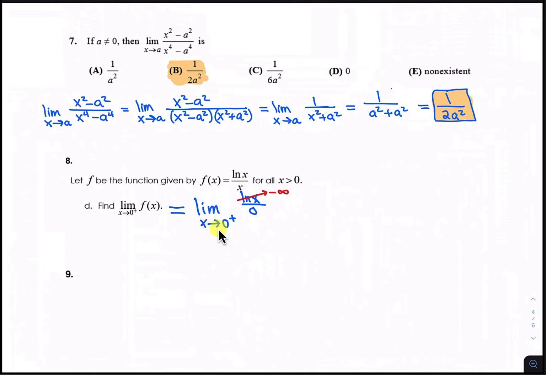Well, limit as x approaches 0 from the right, if we just plug in 0 for x on the bottom, and then let's think about what's happening with natural log x as x gets closer to 0. As x gets closer to 0, the natural log of x curves downward towards negative infinity. So we've got negative infinity on the top. So that's a very large negative number, but we're getting closer to 0 on the bottom. And that means that the overall limit is approaching negative infinity, which means that it does not exist.